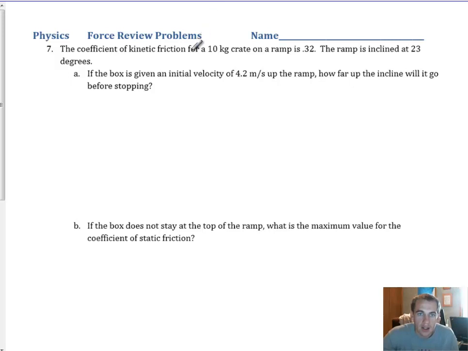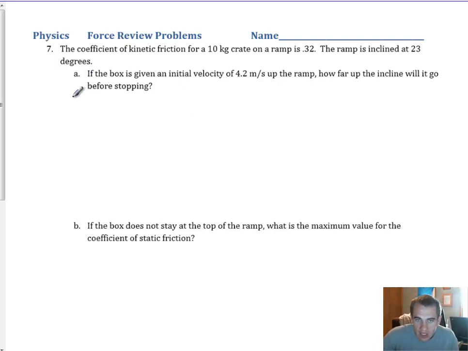Okay. The coefficient of kinetic friction for a 10 kilogram crate on a ramp is 0.32. The ramp is inclined at 23 degrees. If the box is given an initial velocity of 4.2 meters per second up the ramp, how far up the incline will it go before stopping?